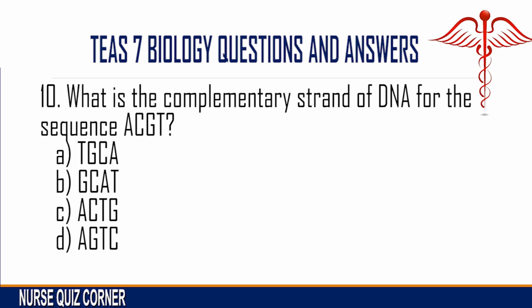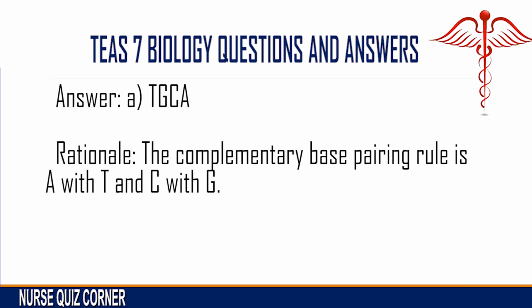10. What is the complementary strand of DNA for the sequence ACGT? A. TGCA. B. GCAT. C. ACDG. D. AGTC. Answer: A. TGCA. Rationale: The complementary base pairing rule is A with T and C with G.